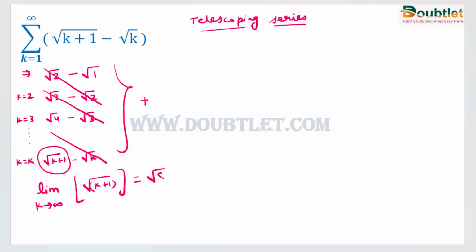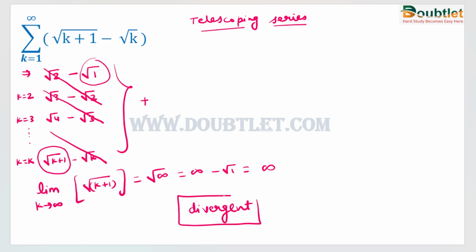We can write this as the square root of infinity. It means we are getting the last term as infinity. If we subtract root of 1 from infinity, we get infinity. So this series is divergent, and we have solved it by the telescoping series method. This is the first example that we have discussed.